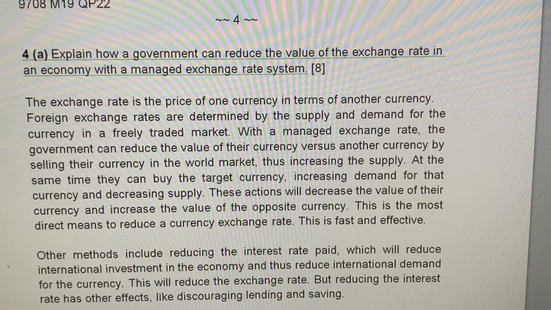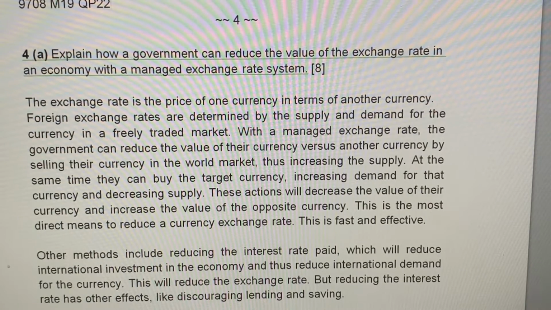I go on to say, other methods include reducing the interest rate paid. That's possible, which will reduce international investment in the economy and thus reduce international demand for the currency. Let's see, is that true? Yes, there won't be hot money flows, as they call it. And this will reduce the exchange rate.